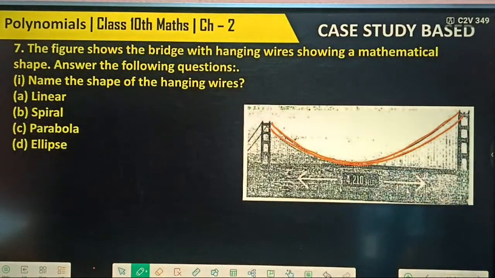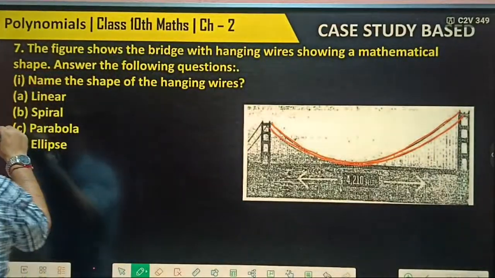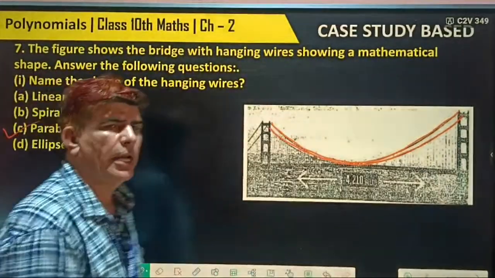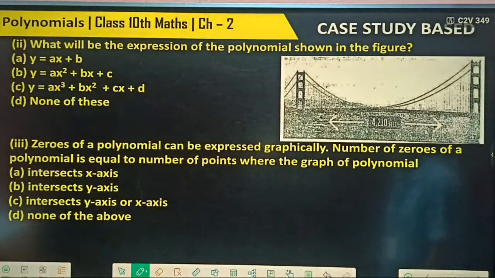The figure shows a bridge with hanging wires showing a mathematical shape. Answer the following question: name the shape of the hanging wires. What type of shape is this? Parabola.